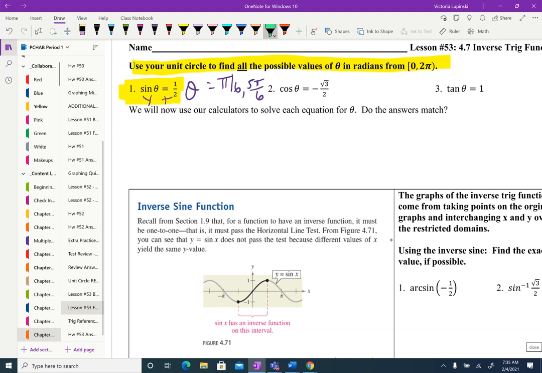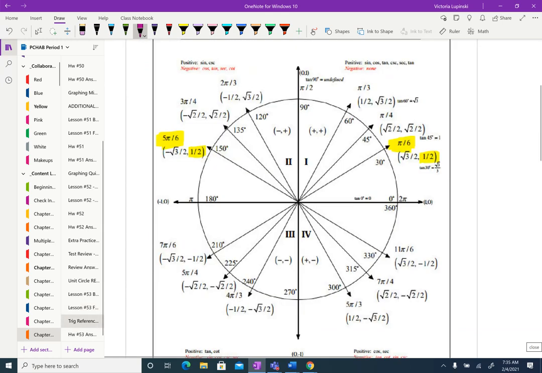Let's go ahead and take a look at the second one. The cosine of theta is equal to negative root 3 over 2. You would have to know that cosines are x values, and that because it's a negative x value, it occurs in quadrants 2 and 3. So you would be looking in quadrants 2 and 3 on your unit circle, specifically for ordered pairs that had a negative root 3 over 2 in the x. That would be here and here, which means your answers would be 5 pi over 6 and 7 pi over 6.